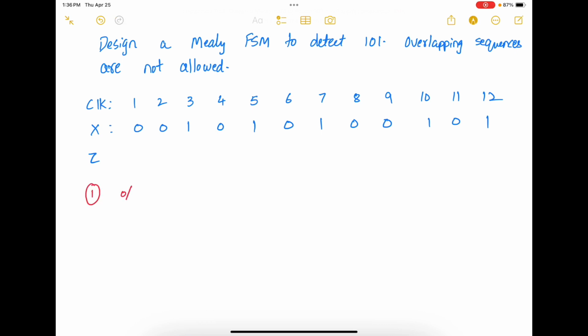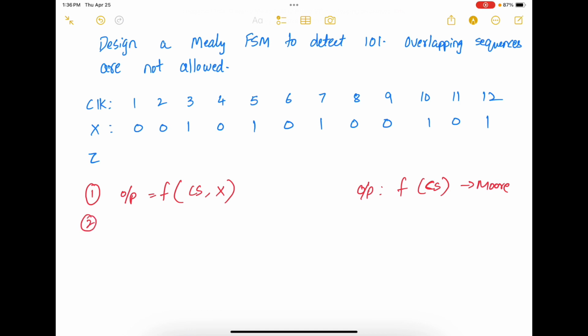So in a Mealy machine, your output is a function of your current state and input. Remember, your Moore machine was where the output was a function only of the current state. So this is for a Moore.